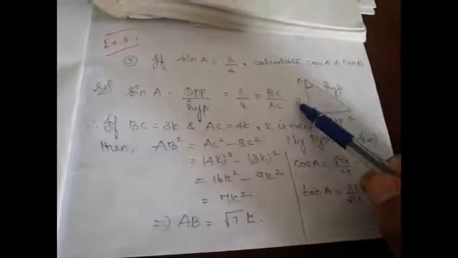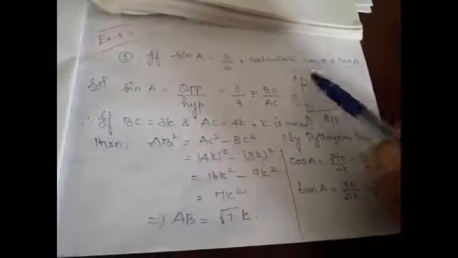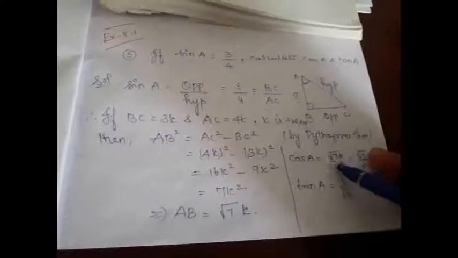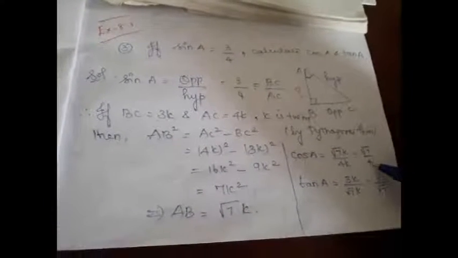Now we found our AB. So with this we can very well define the other trigonometric ratios. What is going to be cos A? Cos A is going to be the adjacent side divided by hypotenuse, so AB divided by AC. What is the value of AB? Root 7 K divided by AC, which is 4K. So K and K will get cancelled. So root 7 by 4.